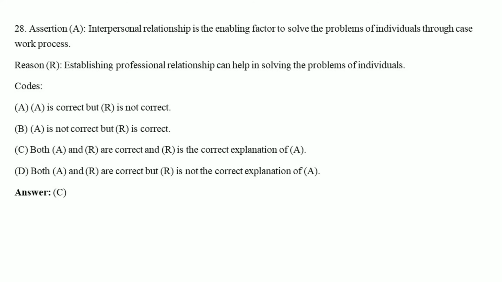Next one, it's about assertion and reasoning. Here the assertion is interpersonal relationship is the enabling factor to solve the problem of individual through casework process, and reason, establishing professional relationship can help in solving the problem of individuals. So from the given code, the right answer is option C, which means both A and R are correct, and reason is the correct explanation of assertion.